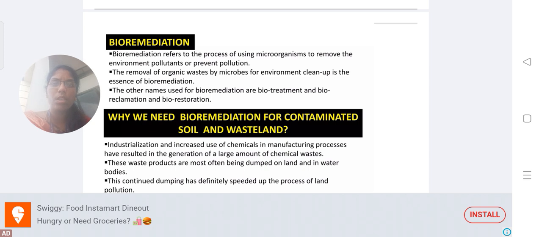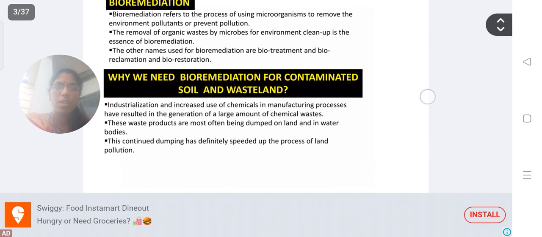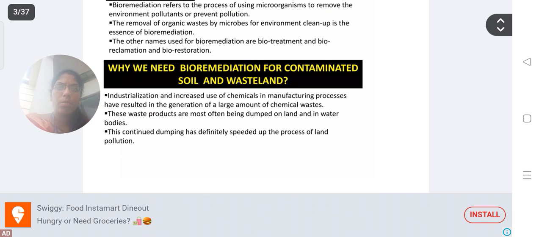Our objective is to remove the excess waste from the soil. So for that we need to add the microorganisms. Other names for bioremediation are biotreatment, bioreclamation, and biorestoration. So why do we need to study bioremediation for contaminated soil or wasteland?